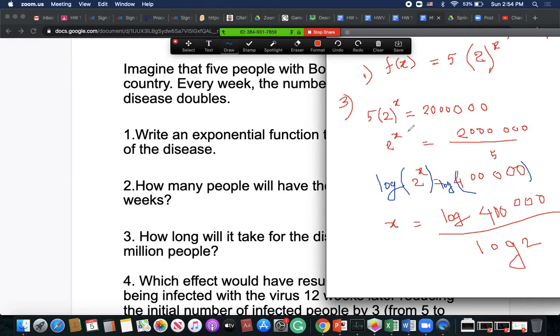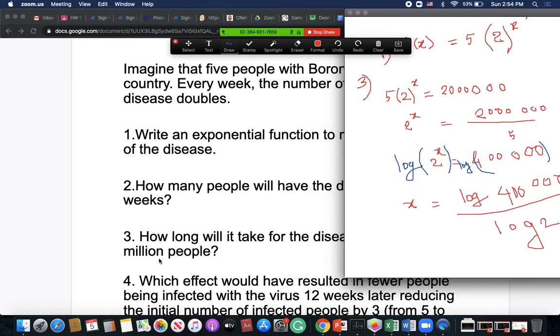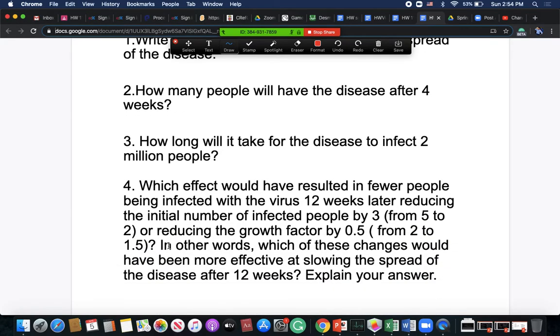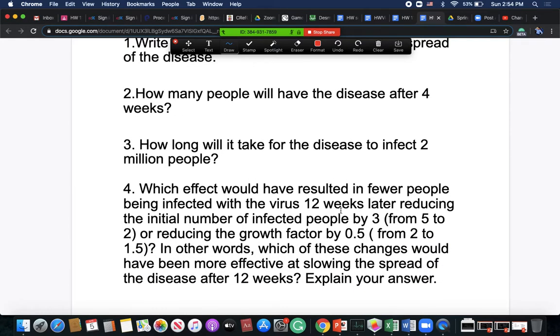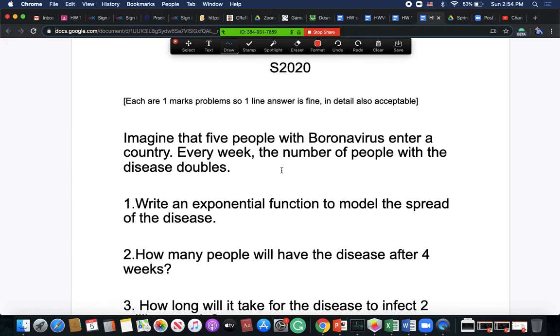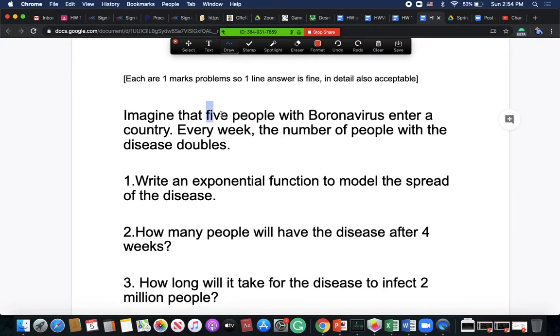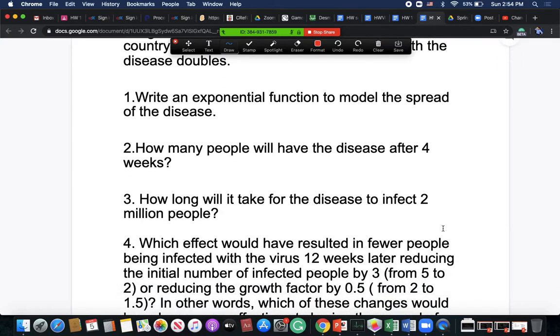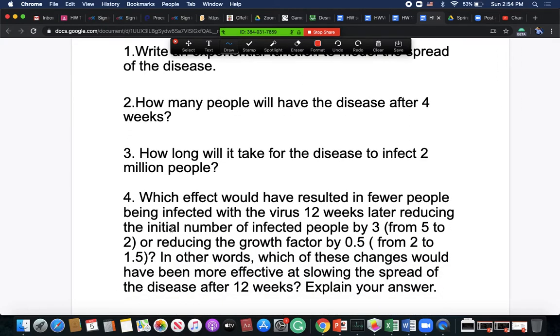Now there is another part here which is actually asking us which effect would have resulted in fewer people being infected with the virus due to reducing the initial number. So see, initially there were, like we said, 5 people infected. Now instead of 5, say initially it is 2 people. Suppose initially now it is 2 people infected.